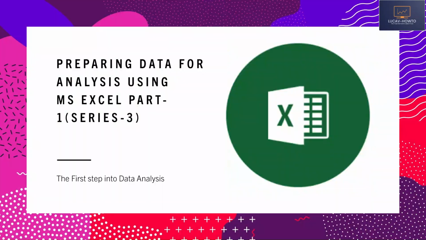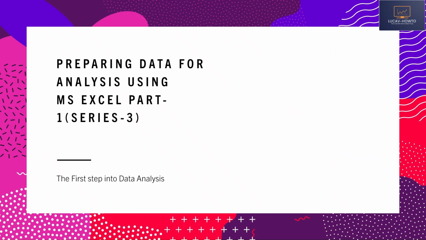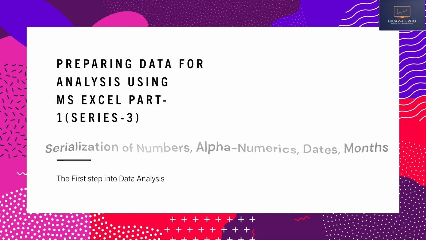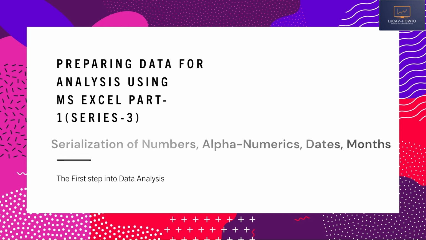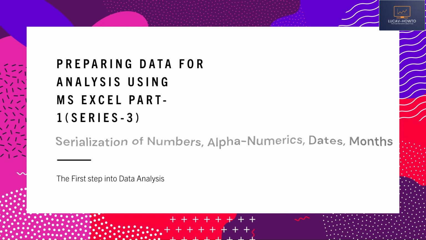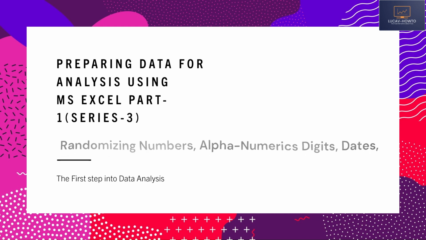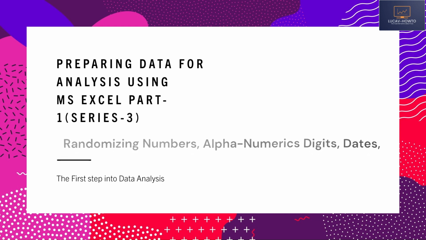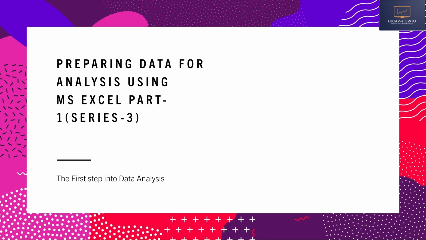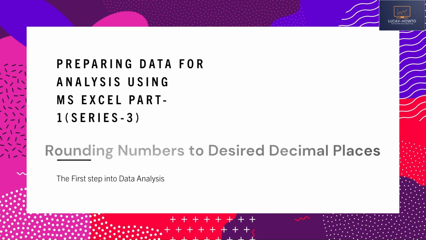This video is titled Preparing Data for Analysis using Microsoft Excel Part 1. This is the third series of our serial videos. In the last two series, we covered an introduction to the Microsoft Excel Home tab, and we also touched on serialization of numbers, alphanumeric digits, dates, days. We also covered randomization of numbers, alphabets, alphanumeric digits, and dates. We also took you through how to round numbers to the nearest number of decimal places.